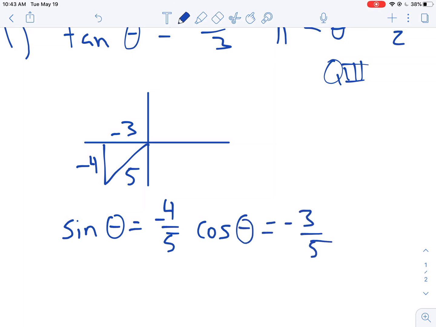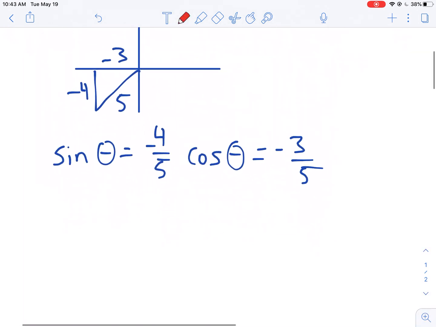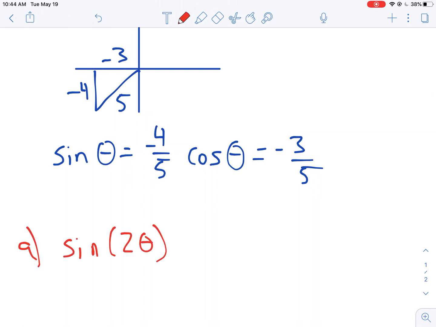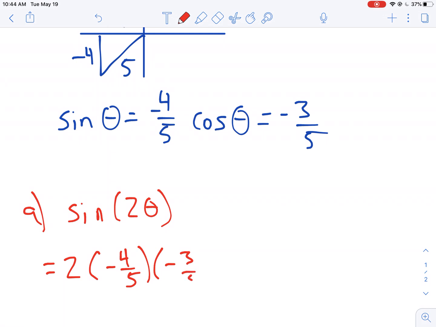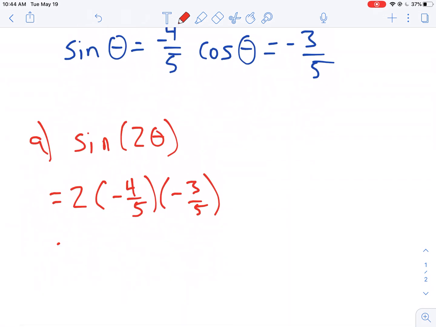And I'm going to stop and start thinking about what I'm being asked at this point. So the first thing that I'm being asked is to find the sine of 2 times theta. So I consider what my sine of 2 times theta is. Well, that's equal to 2 times the sine of theta, which is -4/5, times the cosine of theta, which is -3/5. This multiplies out. This is equal to 2 times positive 12 over 25, which is equal to 24 over 25.